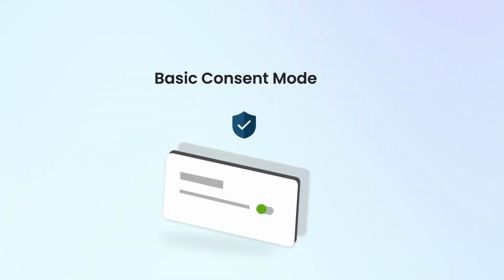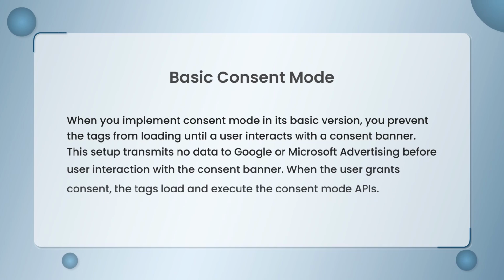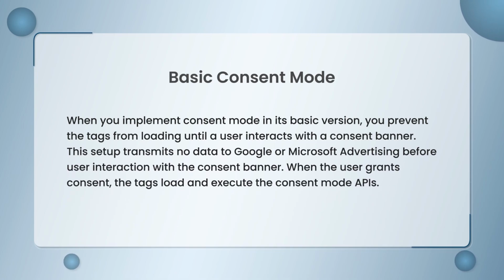Basic consent mode. When you implement consent mode in its basic version, you prevent the tags from loading until a user interacts with a consent banner. This setup transmits no data to Google or Microsoft advertising before user interaction with the consent banner. When the user grants consent, the tags load and execute the consent mode APIs.